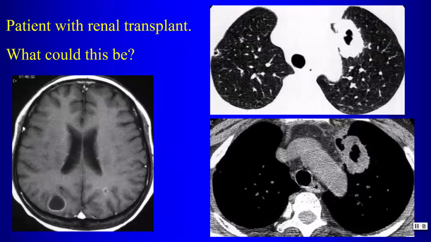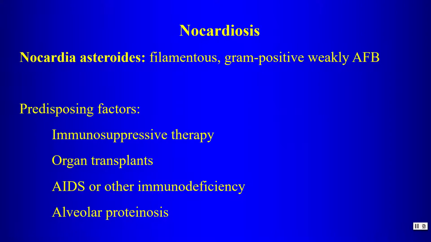So here's a patient who had a renal transplant, and we have cavitary lesions here within the lungs, and this patient has a ring-enhancing lesion here in the brain. So again, we have to think of an opportunistic organism. This was nocardiosis. Predisposing factors: immunosuppressive therapy, organ transplantation, AIDS or immunodeficiency, alveolar proteinosis. All of these can predispose to nocardiosis.